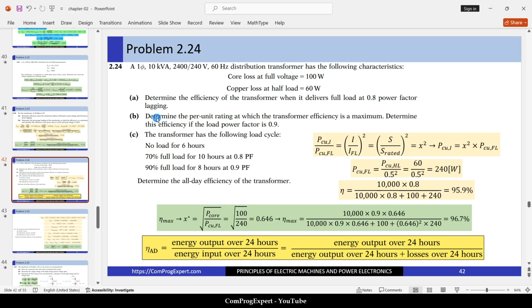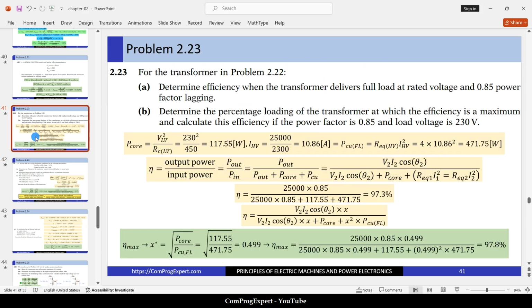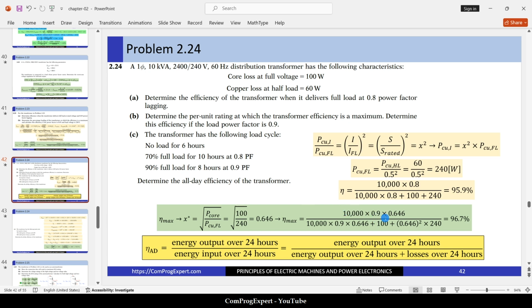Part B. Determine the per unit rating at which the transformer efficiency is a maximum. Yes, like before, determine this efficiency if the load power factor is 0.9. Again, we have the maximum efficiency for this load fraction, the square root of the core loss at rated voltage divided by the full load copper loss, that is equal to 0.646. Considering this load fraction and using this equation, we can calculate the new efficiency.